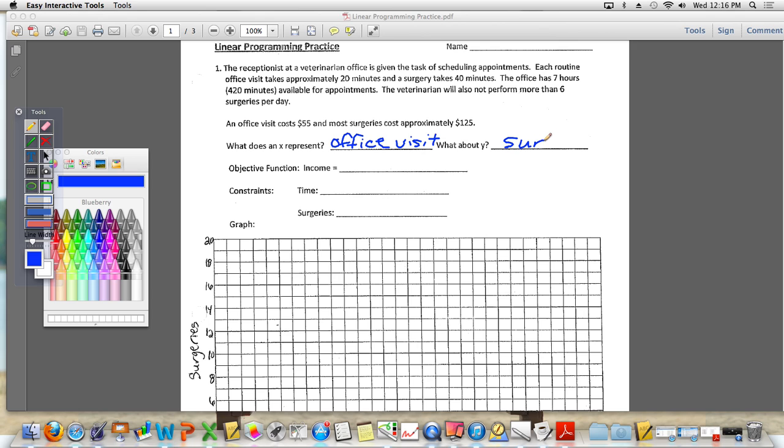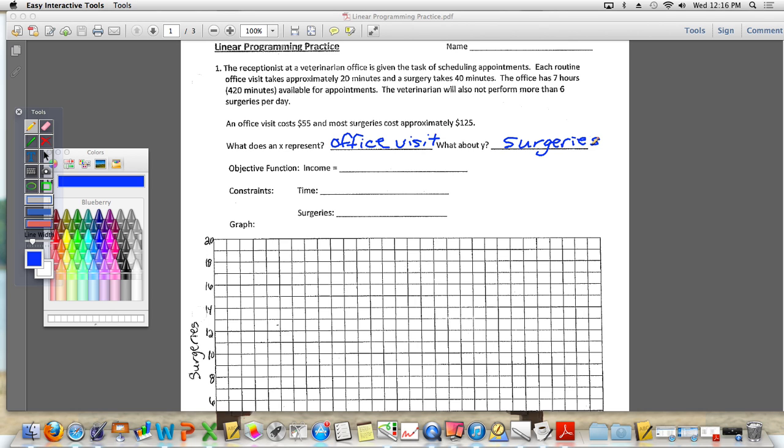Now, a veterinarian may love what he or she does, but ultimately the veterinarian is doing that for a reason. What is the reason that they're being a vet? Yes, to make money, exactly. They want to make money. So yes, he will do all these great things for your animals, but ultimately the veterinarian wants to make money. That is what we're trying to figure out here. How can we maximize the amount of money that the vet will make? So this is what we need to do.